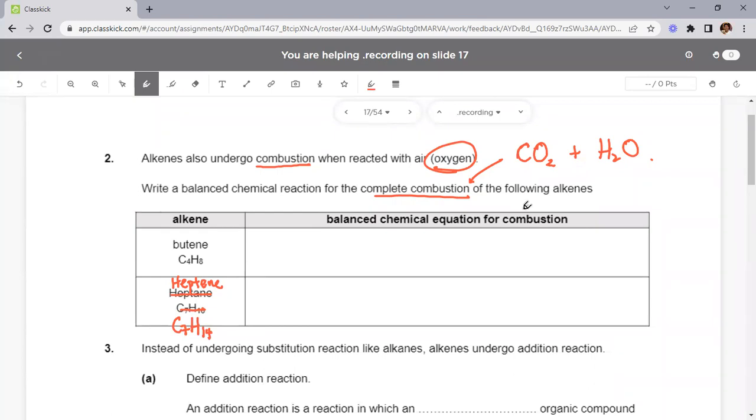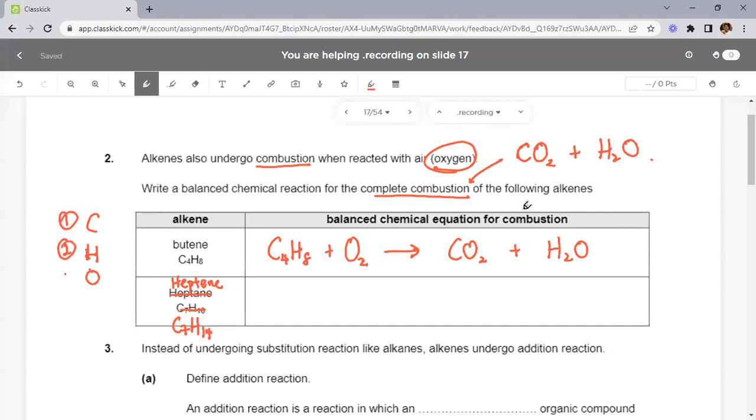Okay, so for butene, it's C4H8. Because combustion is the reaction with oxygen, so plus oxygen. What I'm going to get is carbon dioxide plus water. So this is my chemical equation. Now I need to balance it. The order that you're supposed to balance is carbon, followed by hydrogen, followed by oxygen.